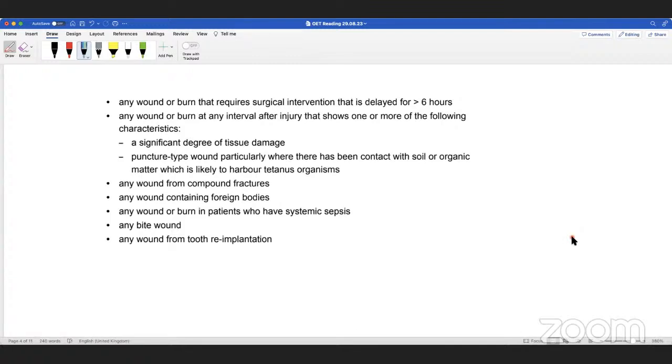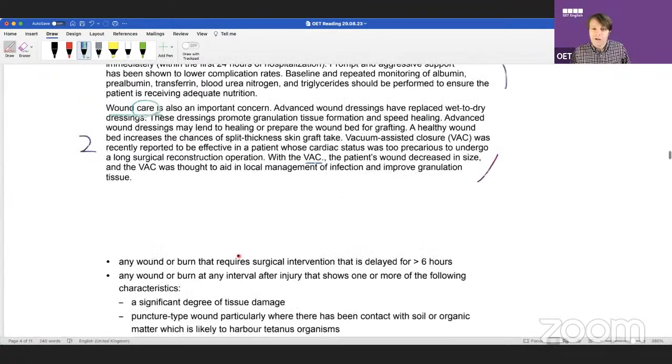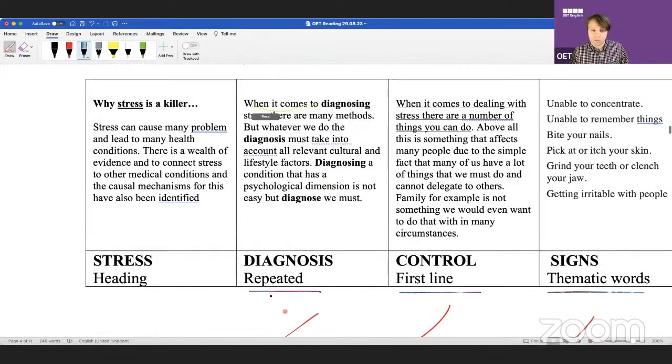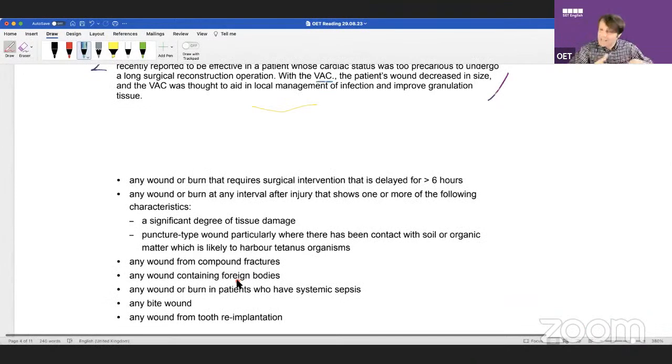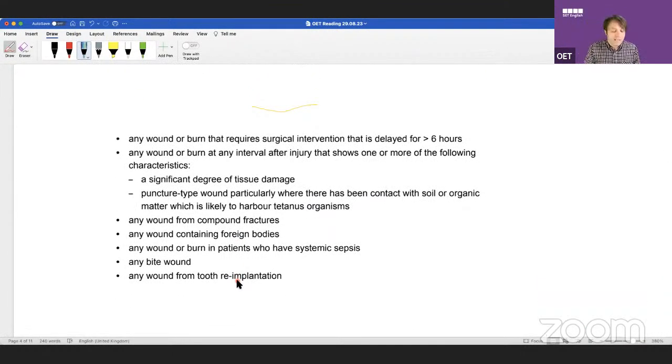Type in the chat box. What do we think? I'm getting a lot of wounds. Do we think it's wound? Wound is a repeated word. You're right. But you have to be very, very careful with this one. Repeated words are not the best. It is the main idea, yes, but it's too general. Can anyone tell me, what is it saying specifically about wounds?